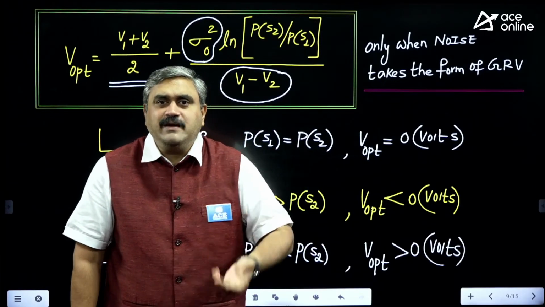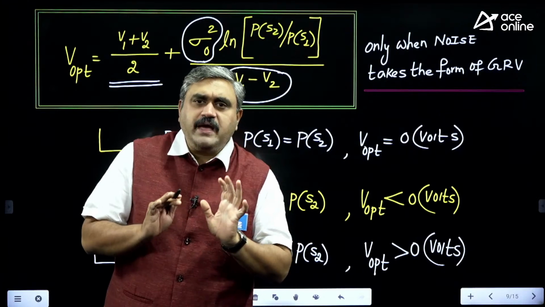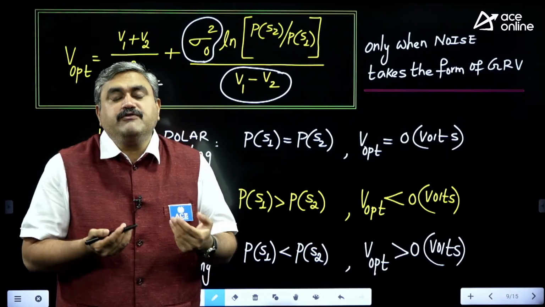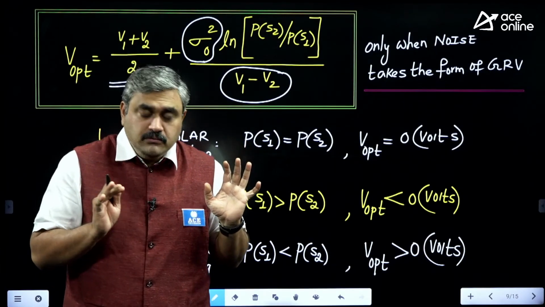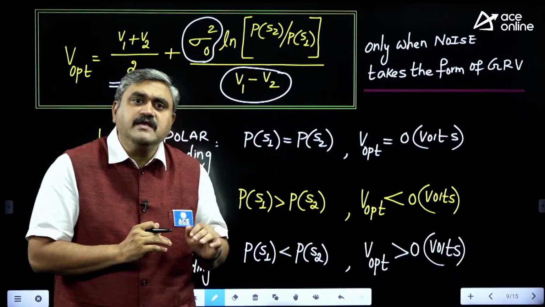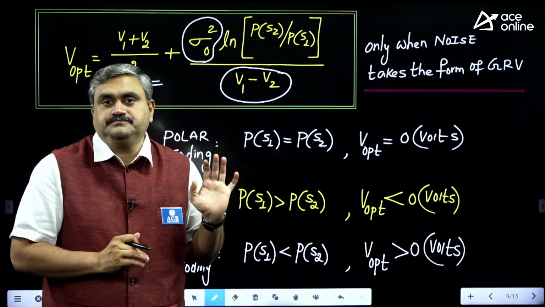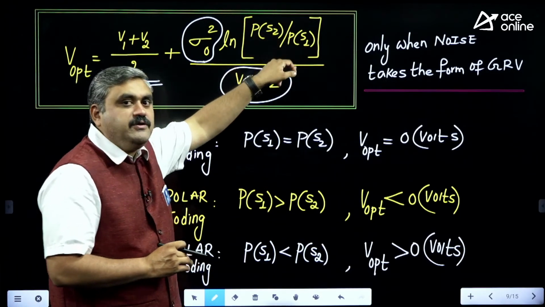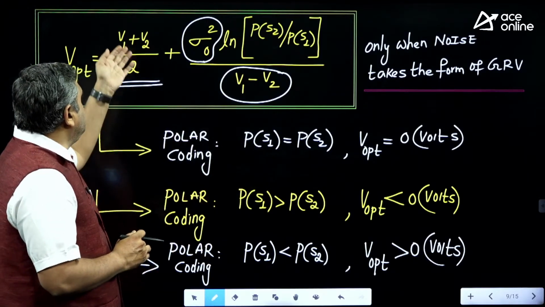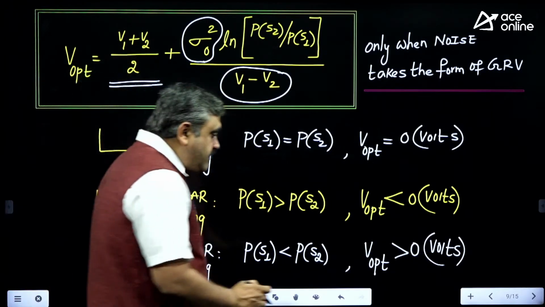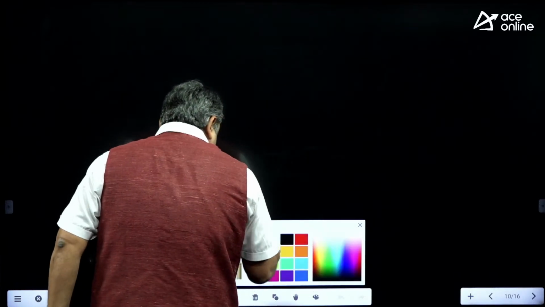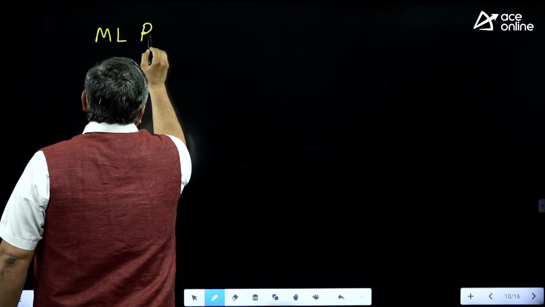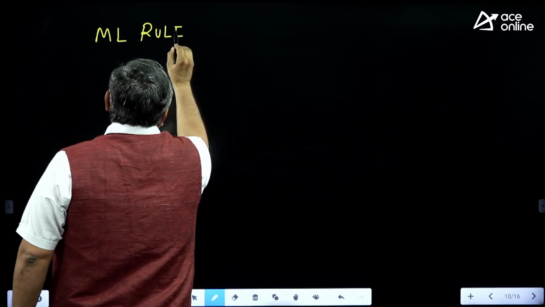Okay. Now what is the ML algorithm? Again the same concept. ML means what? You are not in a position to decide what is P of S1 and P of S2. That means you don't know the relation. So the assumption we make here is that both are equally probable. That means P of S1 and P of S2 are the same. Then automatically this term will become 0. Then it will be simply V1 plus V2 by 2.